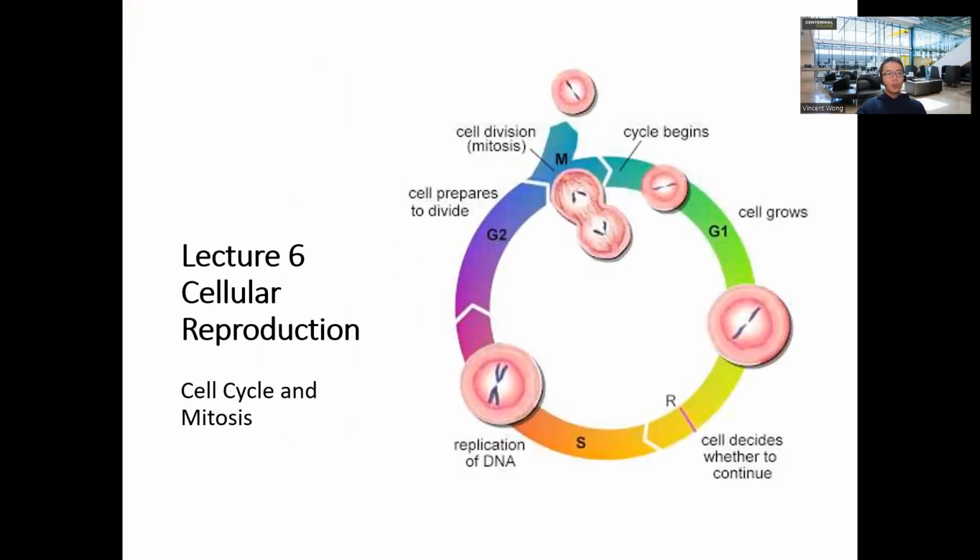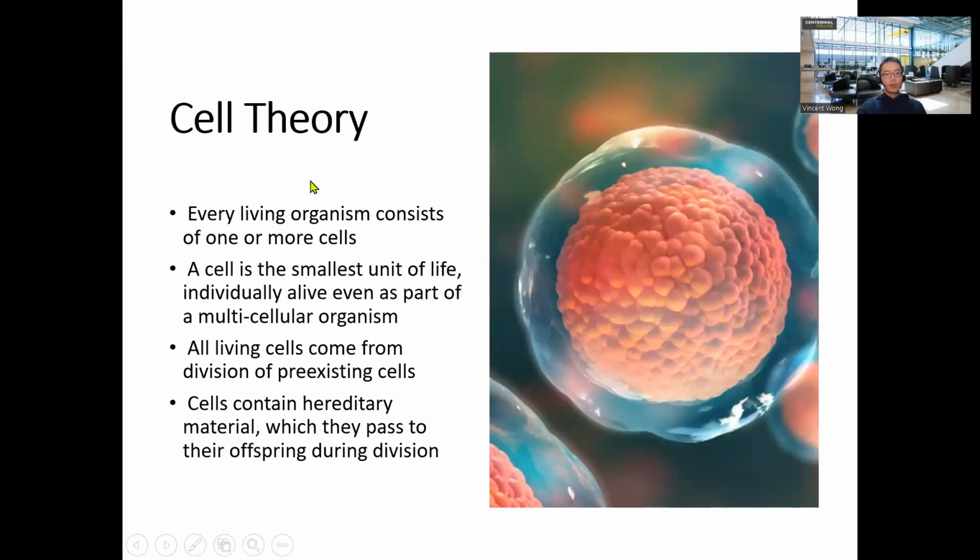All right, moving on. Next, we have the cell cycle and mitosis. So you might remember cell theory from way back in lecture 3. Right? Let's just quickly revisit it. Every living organism consists of one or more cells. And cell is the smallest unit of life. Individually, they are alive, right, as much as the whole organism. And then there is one part that says all living cells come from the division of pre-existing cells, right? Okay, so that's what we're focusing on for this part of the lecture.